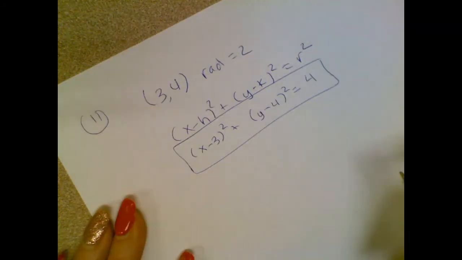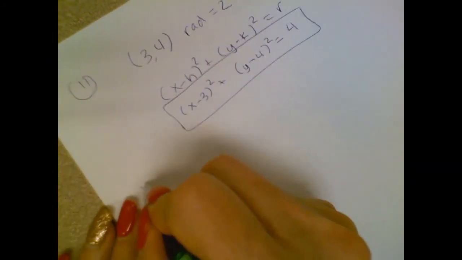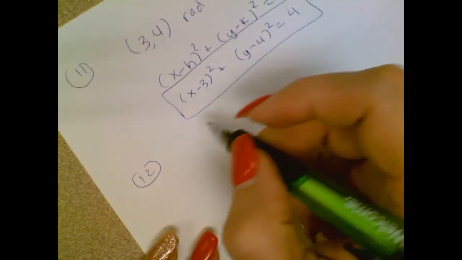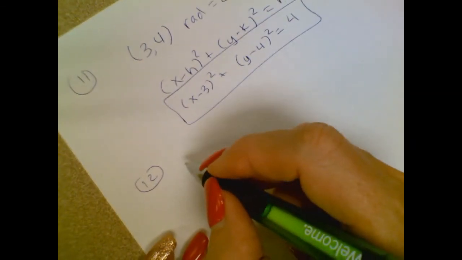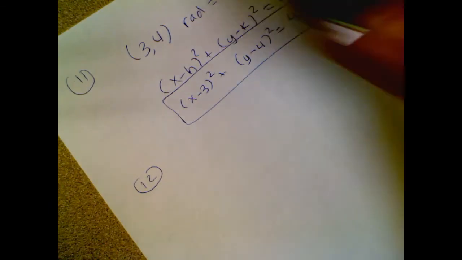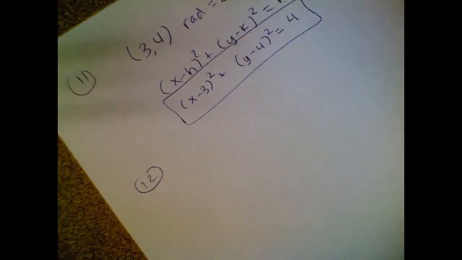Sound good? Okay, we're already to number 12. Number 12. I'm telling you, it's like I'm talking. 12. Write the equation of the circle shown in the graph. Okay, so I'm going to show you this picture.